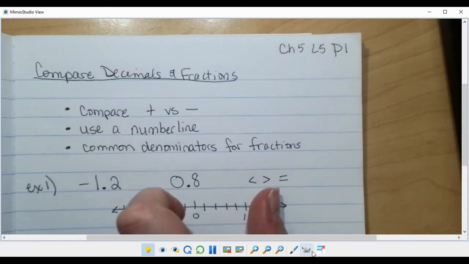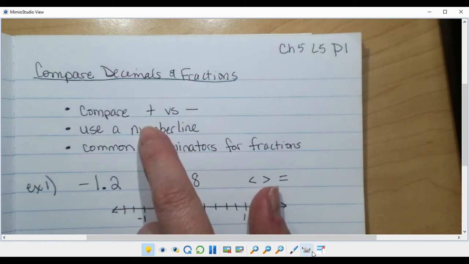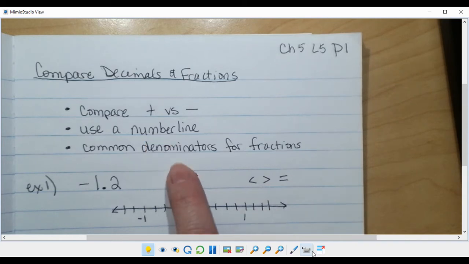Now, that doesn't always happen. Sometimes we have two negatives to compare. Sometimes we have two positives to compare. In that case, I would suggest a number line, either one that you actually draw out or one that you just kind of visualize in your head. And if you have fractions that you need to compare or put in order, you need to be sure that there are common denominators. So let's get into this.